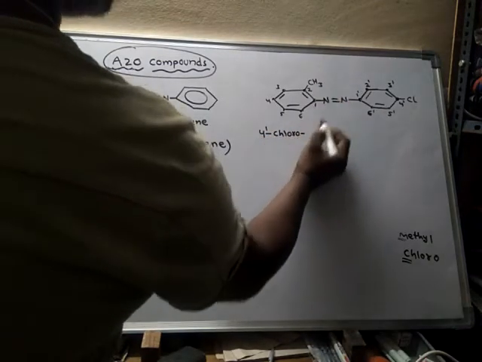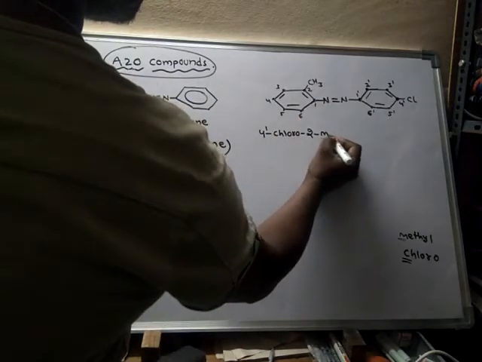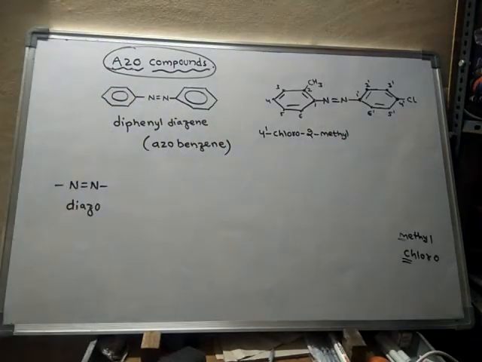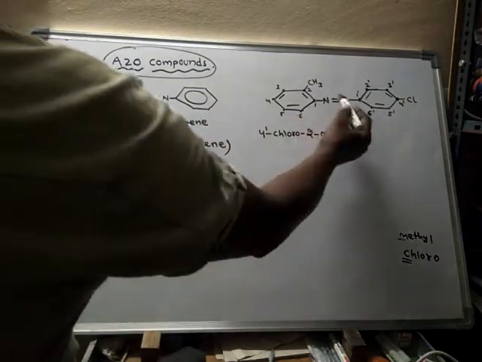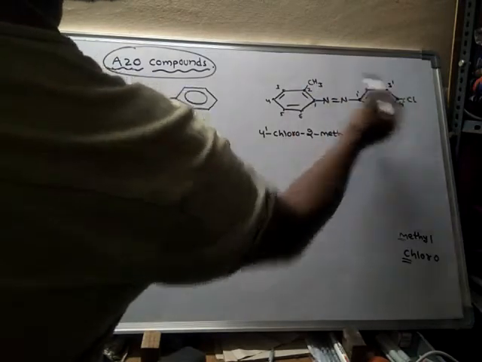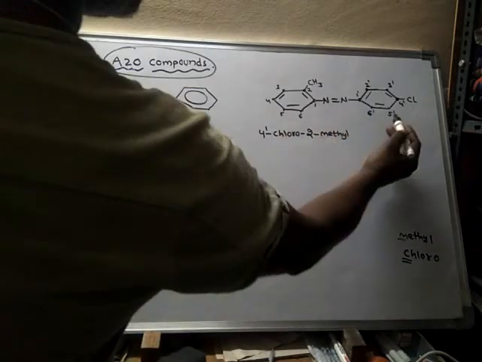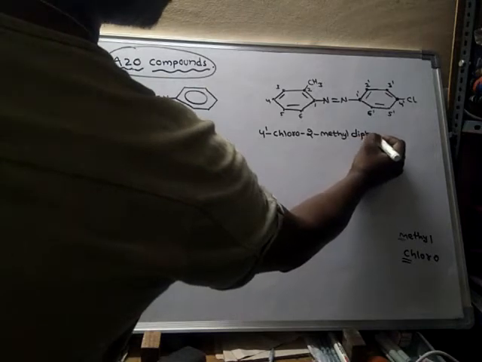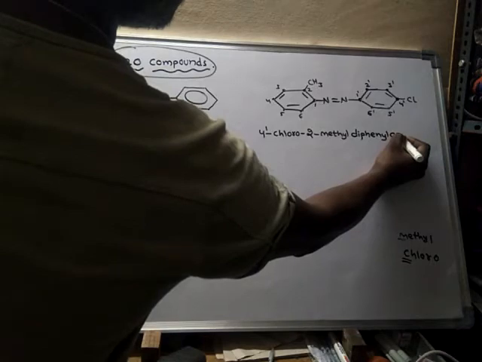And on 2nd carbon there is a methyl group. 4 chloro, 2 methyl, diphenylazine. Actually this is diphenylazine, but there is substitution, so those substituents we have to write before the parent compound. The parent compound is diphenylazine.